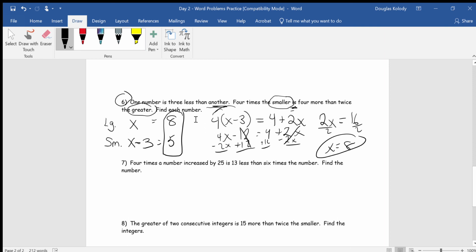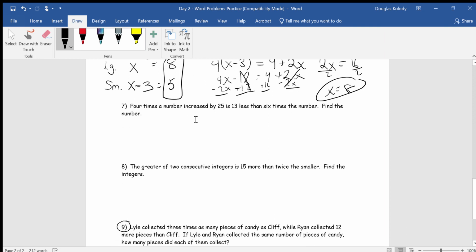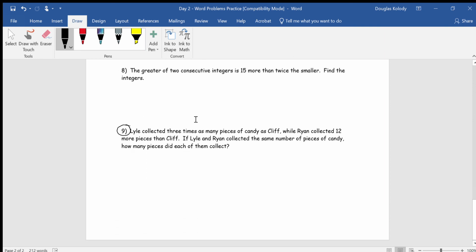Okay, pause, replay any of these examples if you need any help. The last one I'm going to go over with you is number 9. Lyle collected 3 times as many pieces of candy as Cliff, while Ryan collected 12 more pieces than Cliff. If Lyle and Ryan collected the same number of pieces of candy, how many pieces did each of them collect?